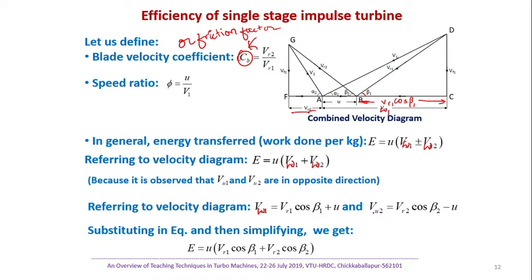Now in the same way, VW2 can be written as, this is VR2. This completely becomes VR2 cos beta 2.